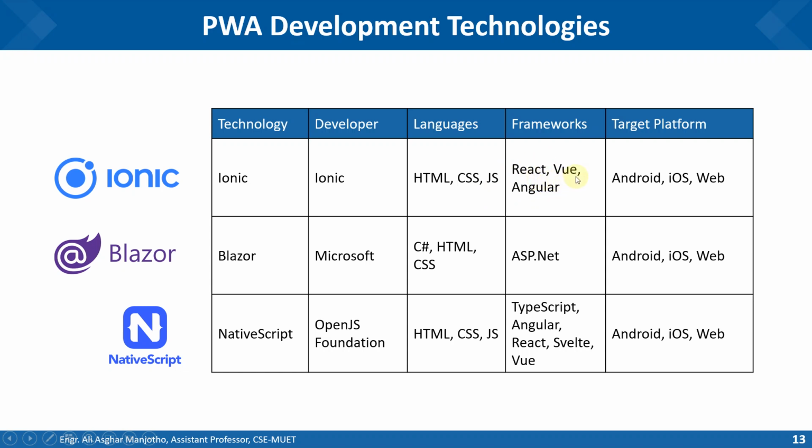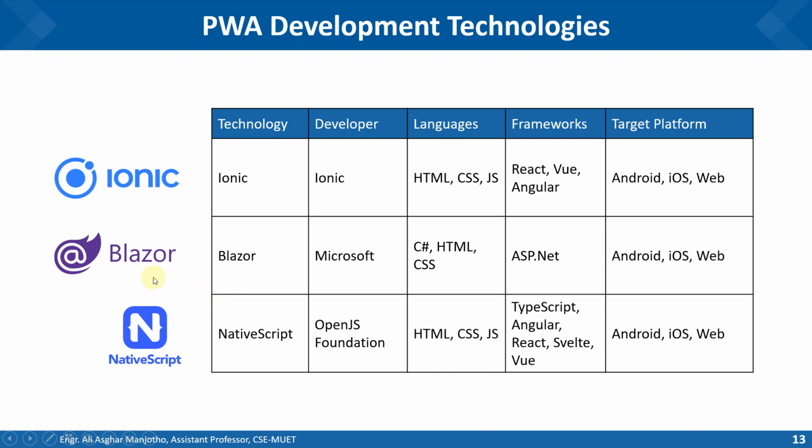JavaScript libraries like React, Vue, and Angular as well. So the application that you will develop in Ionic will be targeted and built for Android, iOS, as well as the web platform.